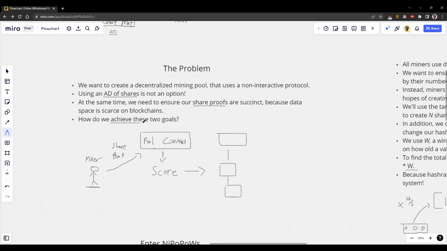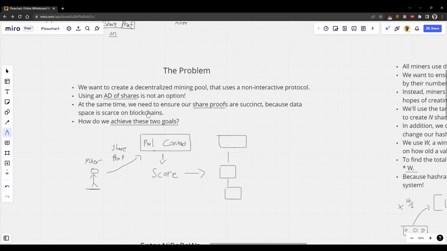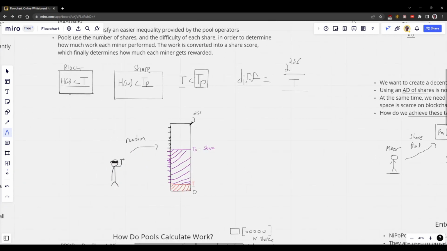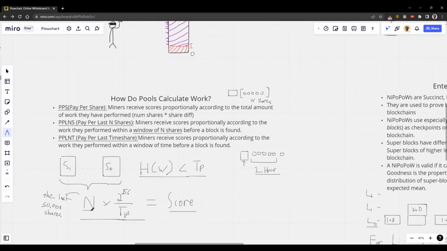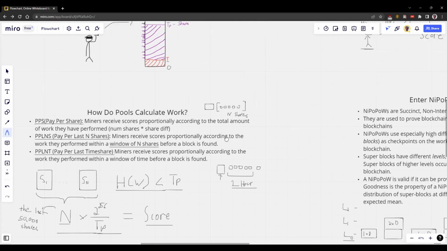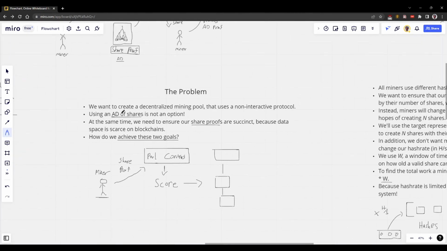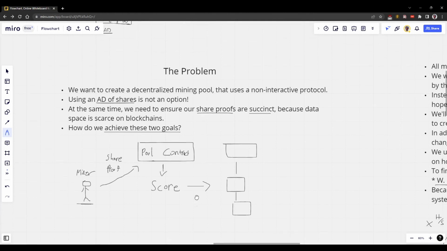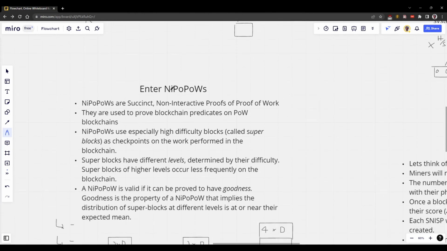So how do we achieve these two goals? Now, if you remember past share processing algorithms, they all use n, which is the number of shares. We don't want to use the number of shares per se because we need our share proofs to be succinct. So what can we do? What can we look at? Let's look at what are called NIPoPoWs as inspiration for how we could use different concepts to compress the amount of work performed on the blockchain.